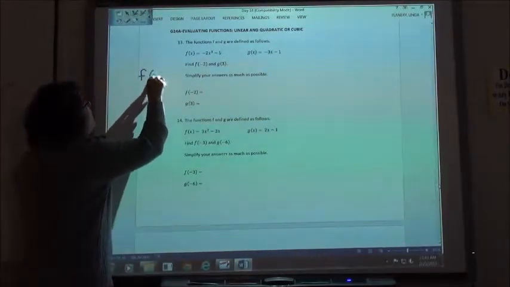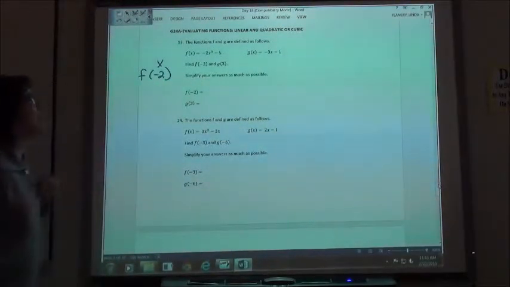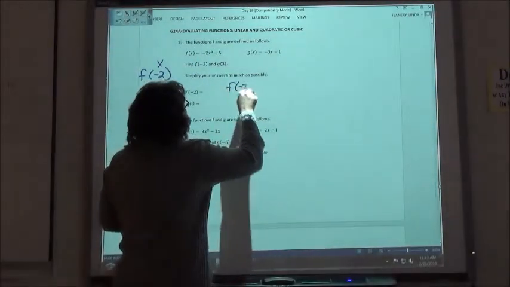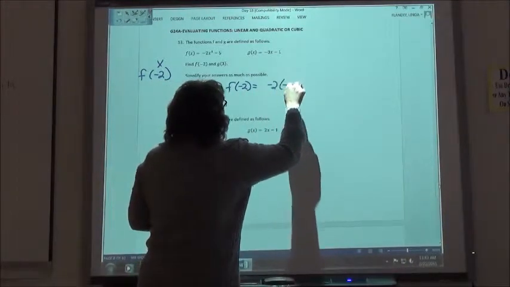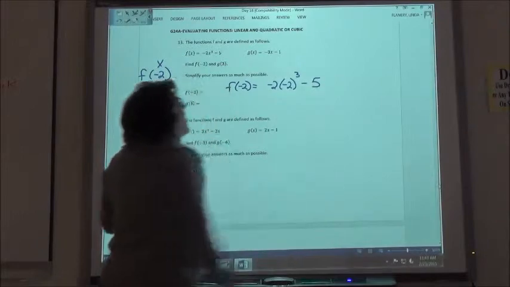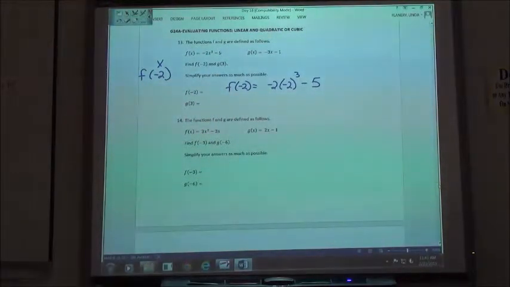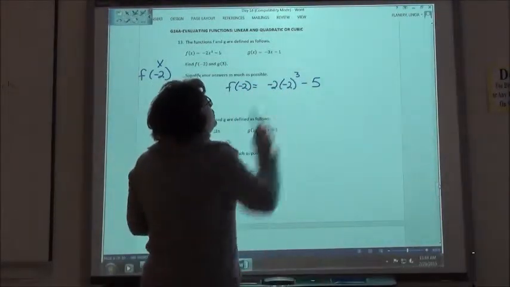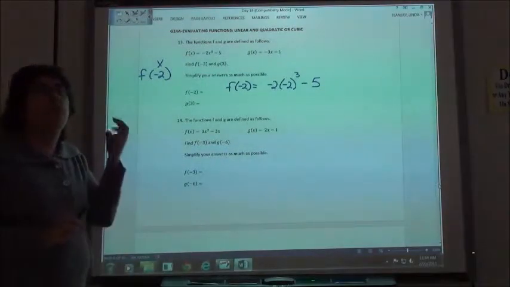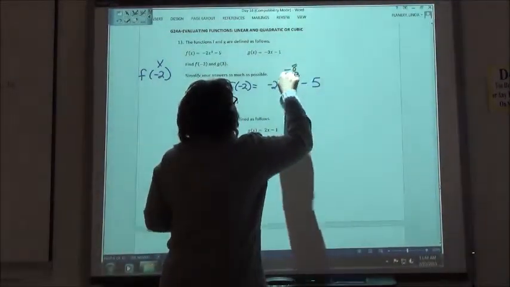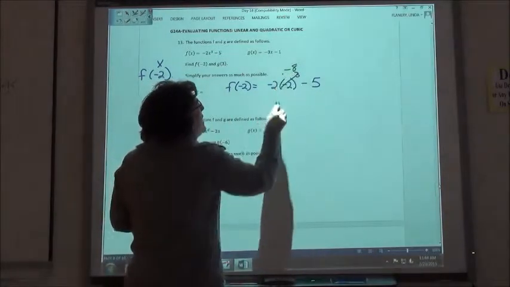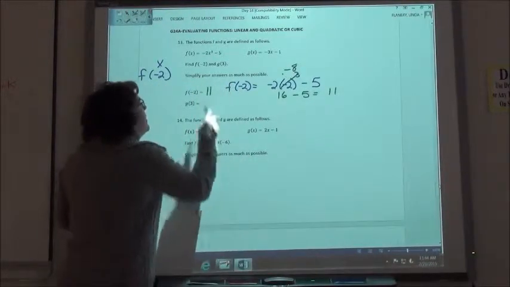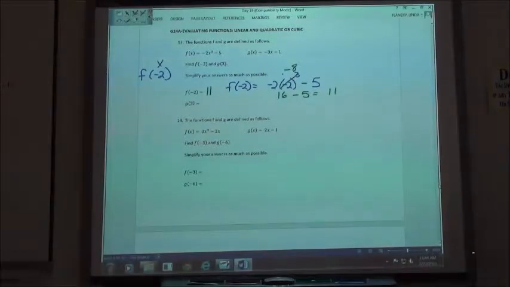So if I'm doing f of negative 2, it's telling me to put that value in for x in my f function. So f of negative 2 says I'm going to do negative 2 times negative 2 cubed minus 5. I then have to solve that following my order of operations. So I have to do my exponents before I do any multiplying. Negative 2 to the third power, negative 2 times negative 2 times negative 2 would be negative 8. So I have negative 2 times negative 8, which is positive 16. 16 minus 5 gives me 11. So f of negative 2 is equal to 11.